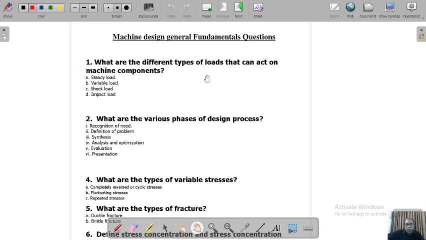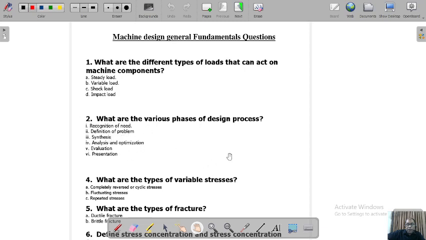So what are the different types of loads that act on machine components? For all machine components, whether it's a bearing or a shaft, the different types of loads that can act on them are steady loads, variable loads, shock loads, and impact loads. These are the main ones.